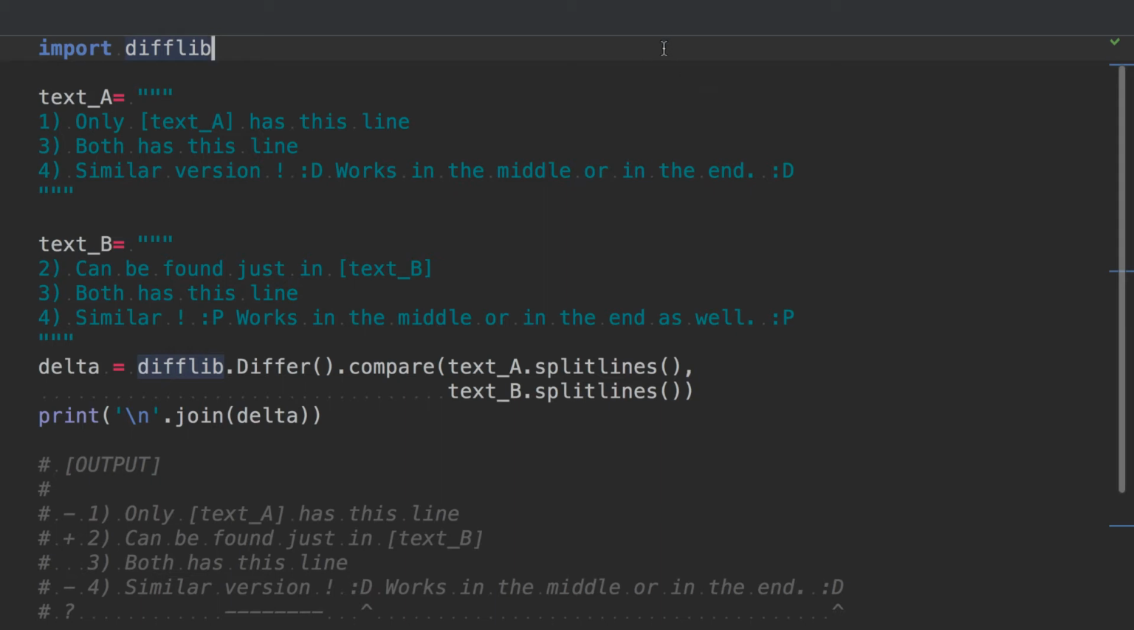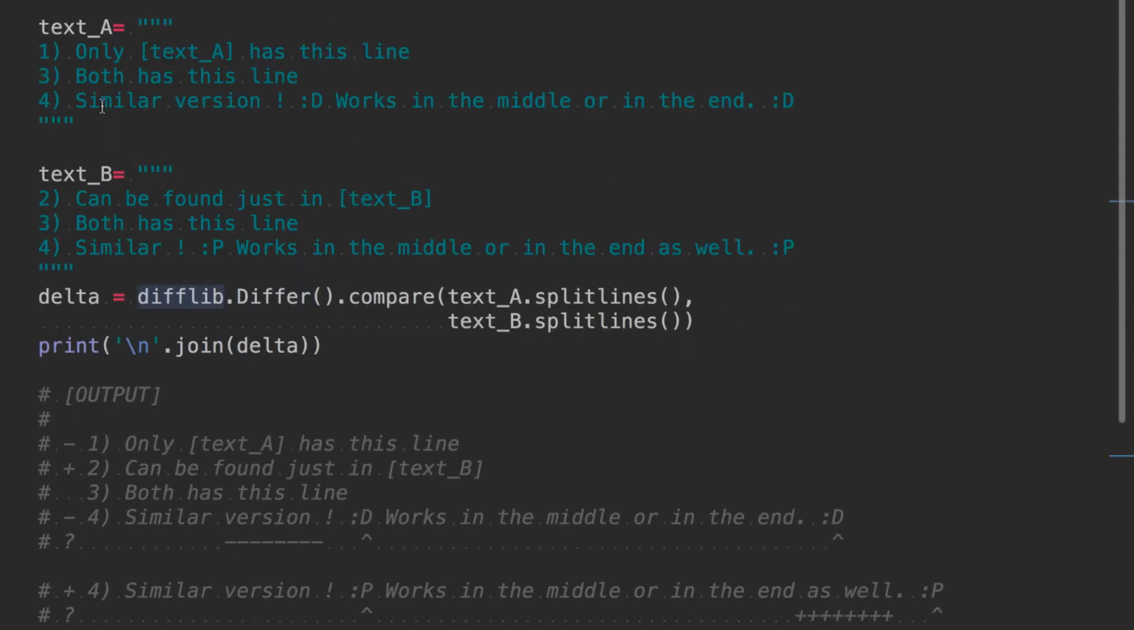In this section, I'll show you a simple example of how to use Difflib and how to compare two similar texts. I've prepared two texts for this, text A and text B. Let's have a look at them line by line. Both text A and text B start with an empty line, which means their first character is a newline.